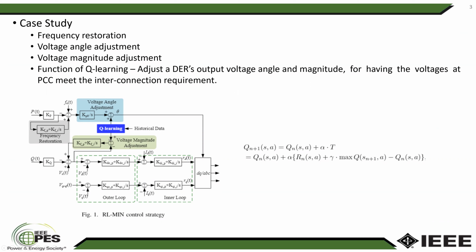The function of Q-learning is to adjust the DER output voltage angle and amplitude so that the voltage at the PCC meets the interconnection requirement. So this is the brain of our controller. More specifically, in our work, we use the Q-learning technique to calculate the voltage angle adjustment and voltage amplitude adjustment.